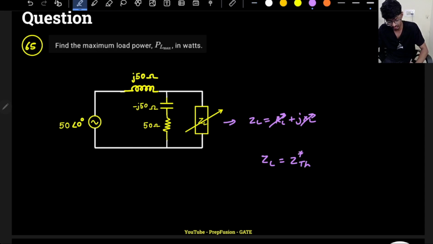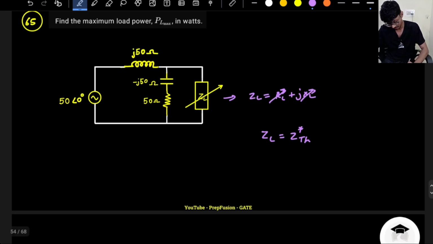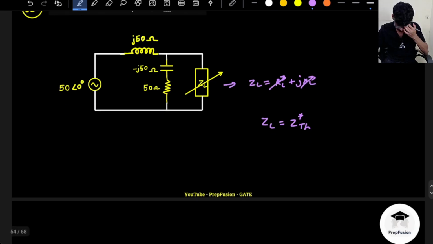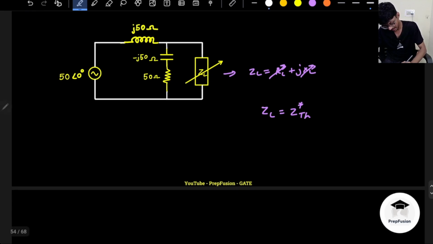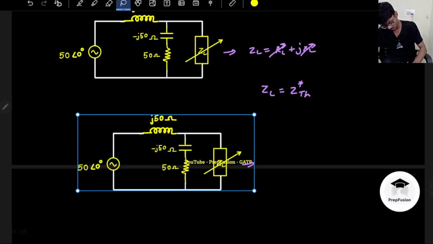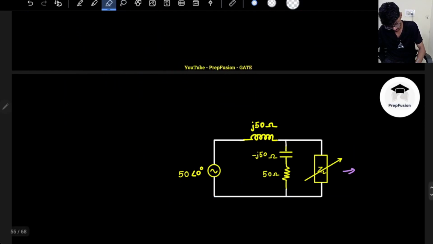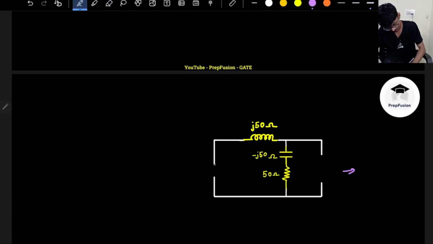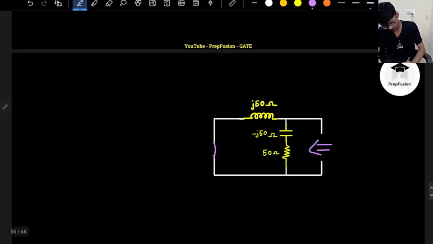So for that I have to first find out the ZTH. VTH is not required because I can directly calculate the current. Okay, VTH is not required, we can directly calculate the current. So let's first put this in action. We have to find the Thevenin's equivalent impedance. This will be short circuited basically. This is short circuited, so the impedance is somewhat like this.